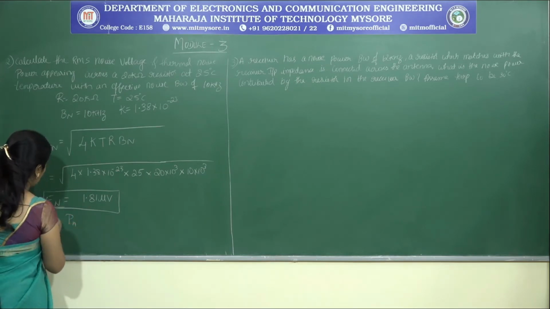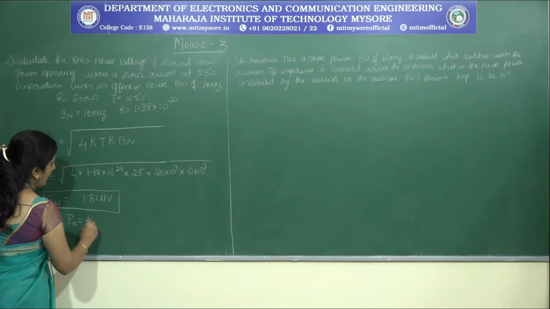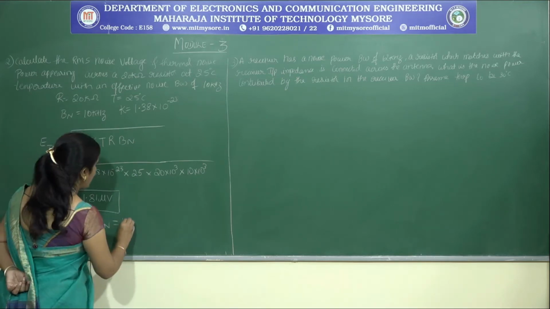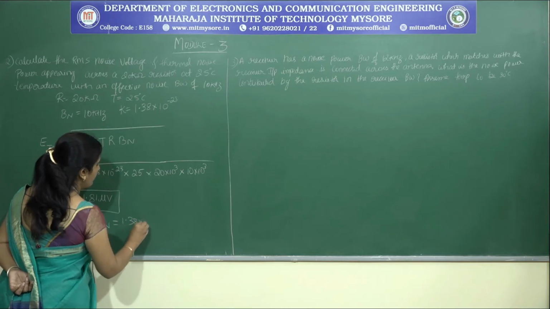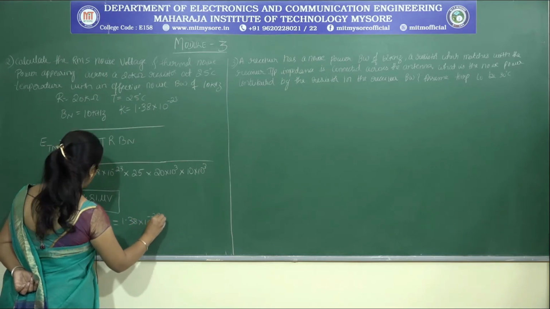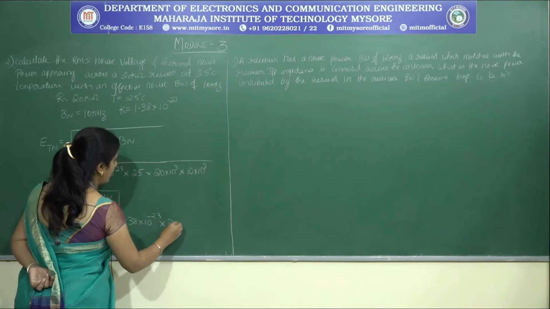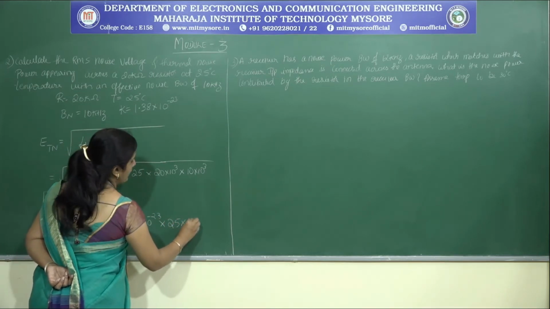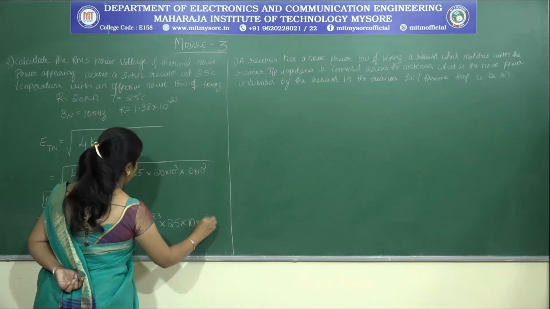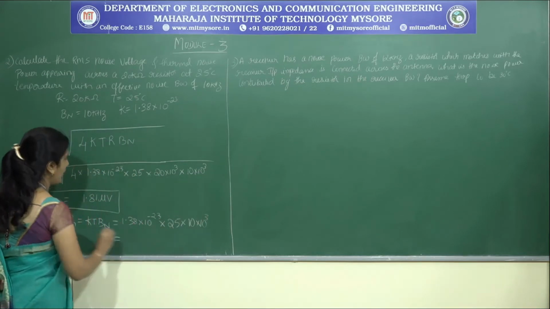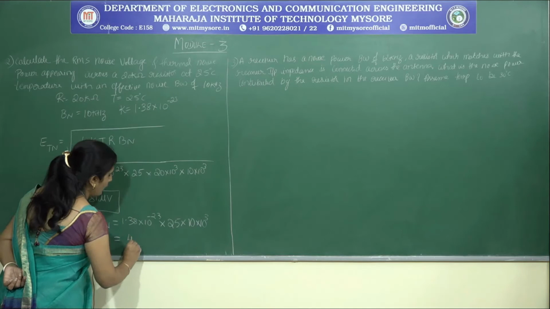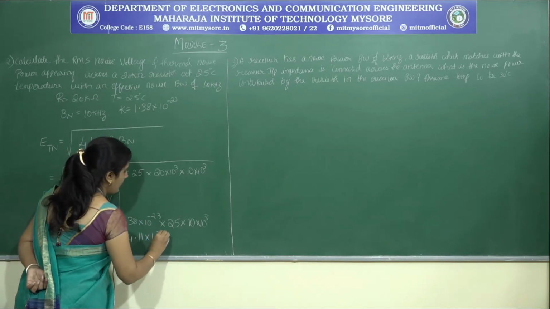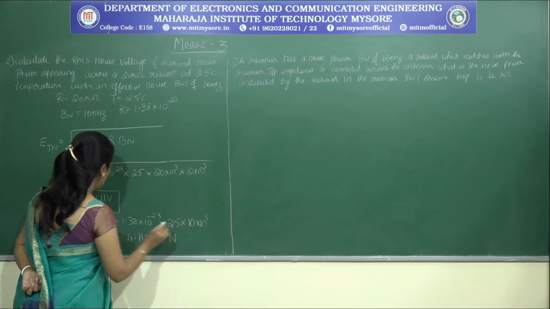Now we have to find out the thermal noise power. Pn is equal to K into T into Bn. So here K is 1.38 into 10 power minus 23, T is 25, Bn is 10 into 10 power 3. After solving this, we are going to get 4.11 into 10 power minus 17.